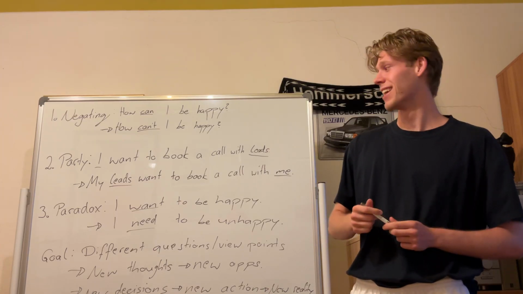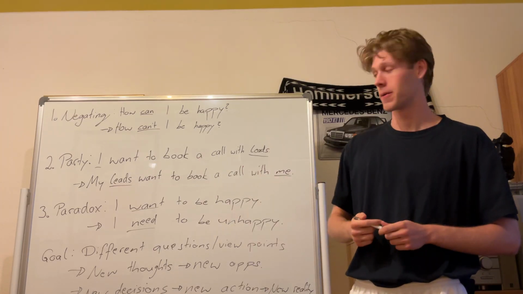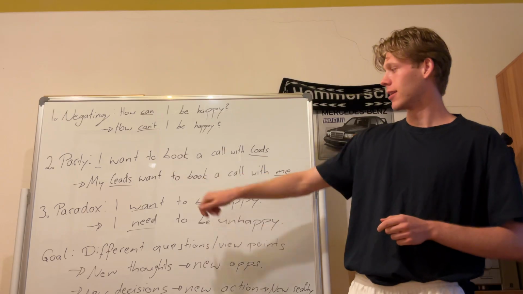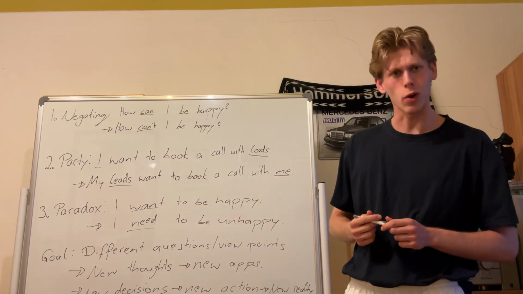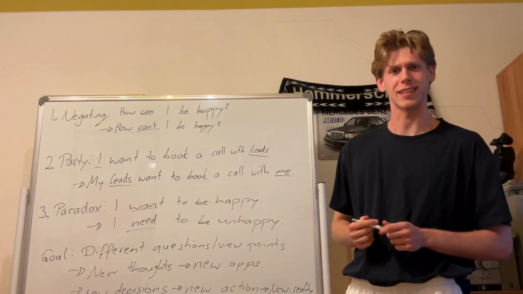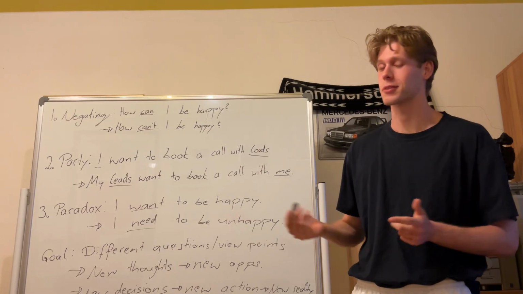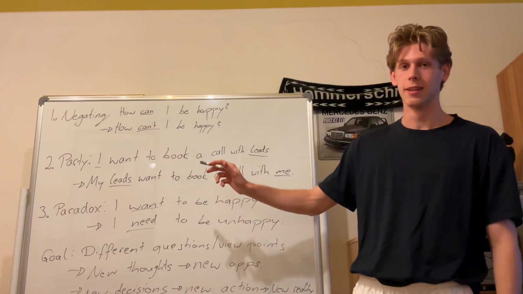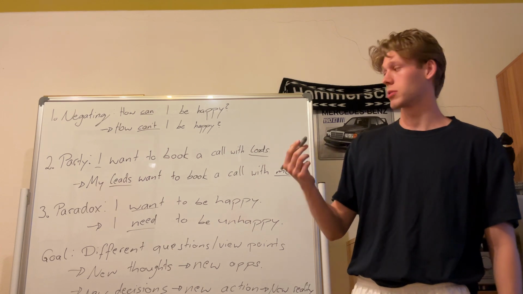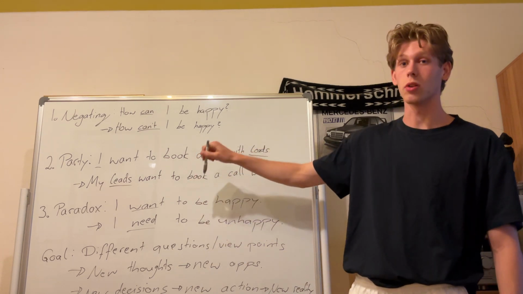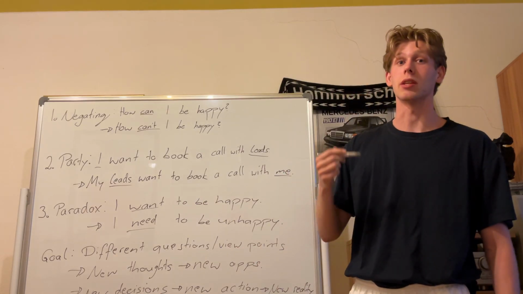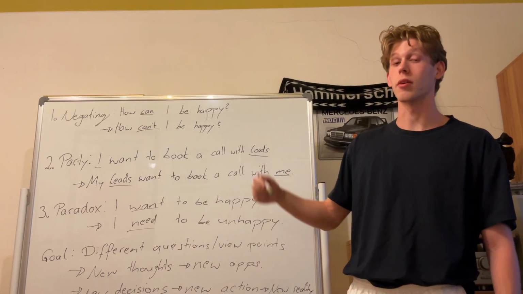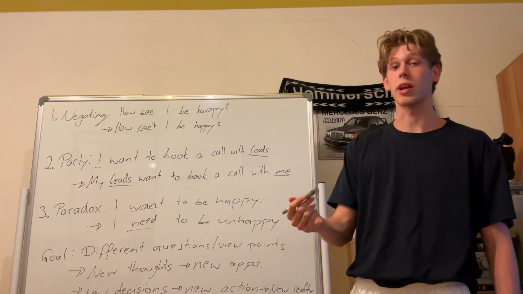I love it. The paradox inversion. I want to be happy. I need to be unhappy. What? What's that? Sounds like a paradox. That's why it's called paradox inversion. We achieve something through its opposite. This means if you want to be happy, you need to be unhappy. You need to be the opposite. You want to have freedom, you need to have constraints.